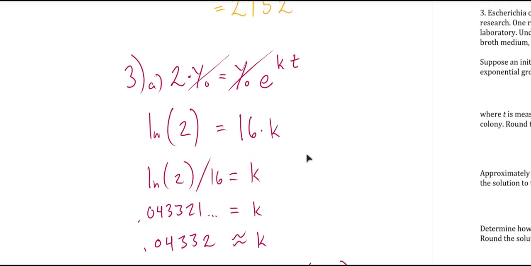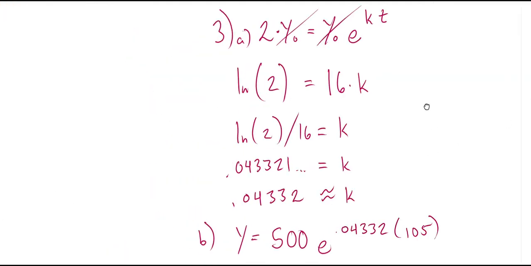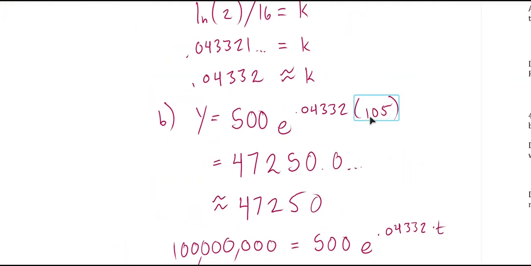They didn't actually even need to give us an initial amount to get this rate constant if they tell us the doubling time. That's because the initial population will be doubled on this side, and therefore these two cancel just to give us the factor of 2. Now taking ln of both sides, dividing by 16, the doubling time, we wind up with a growth constant. We can then answer these other questions, like how many bacteria will be present after 105 minutes? Well, that's actually just a matter of plugging in 105 into this equation.